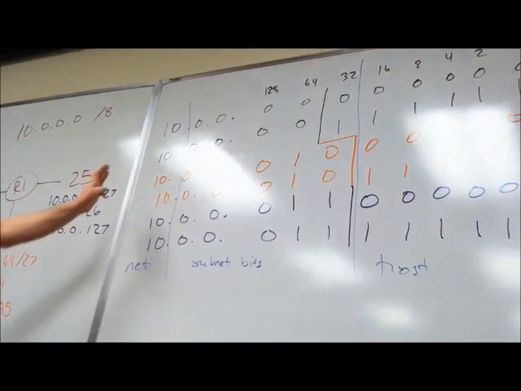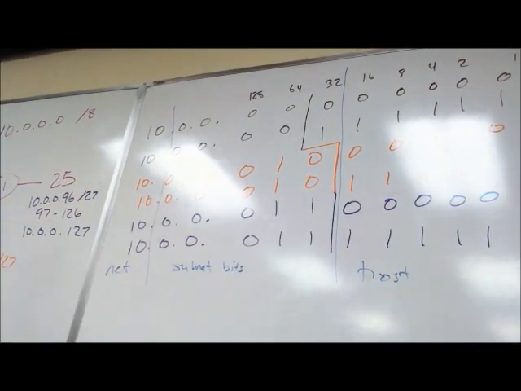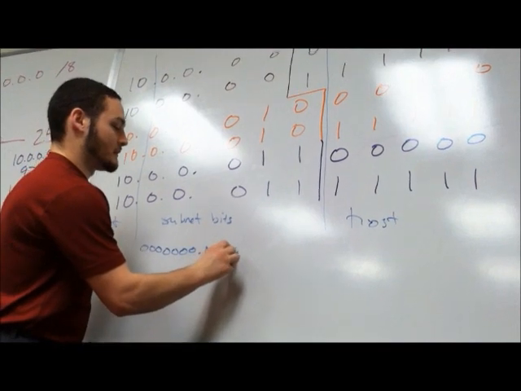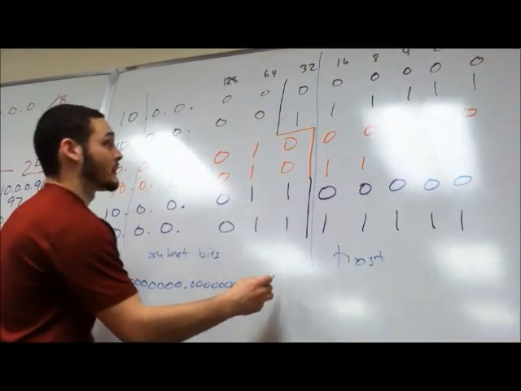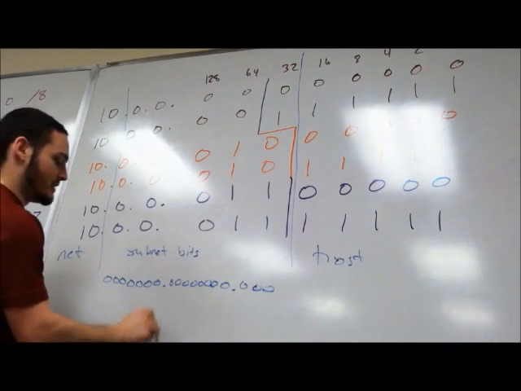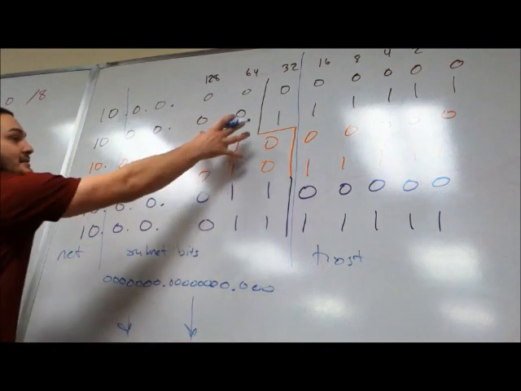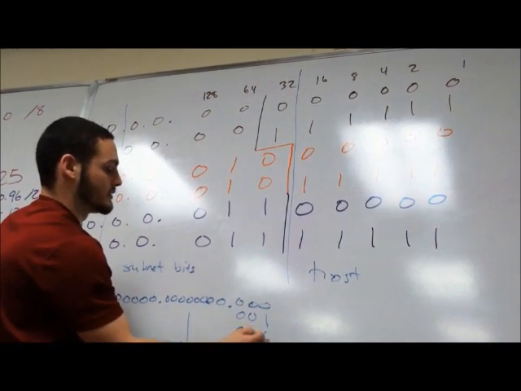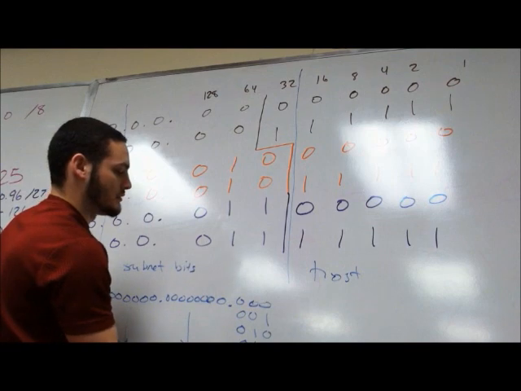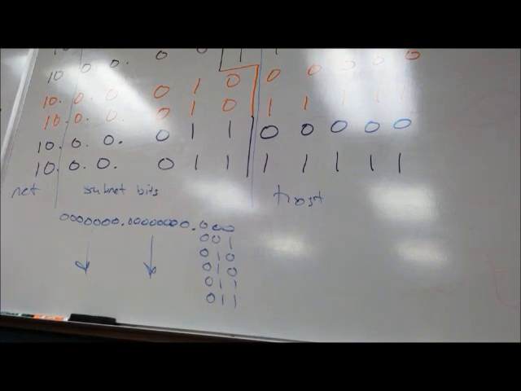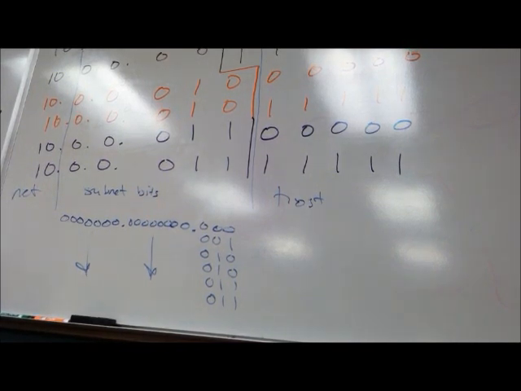Now if we took all the subnet bits in the chart and we wrote them out, we'd get zeros all the way down here, but if we look at the last three, we had three zeros, then we had 001, 010. And basically, we're just counting.